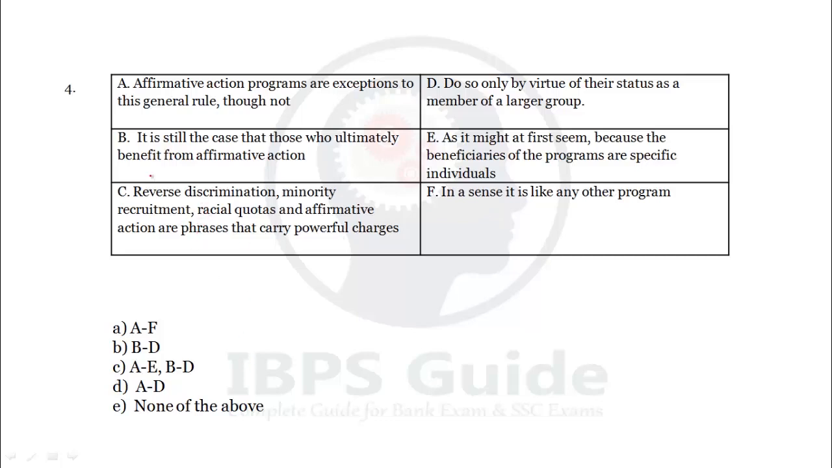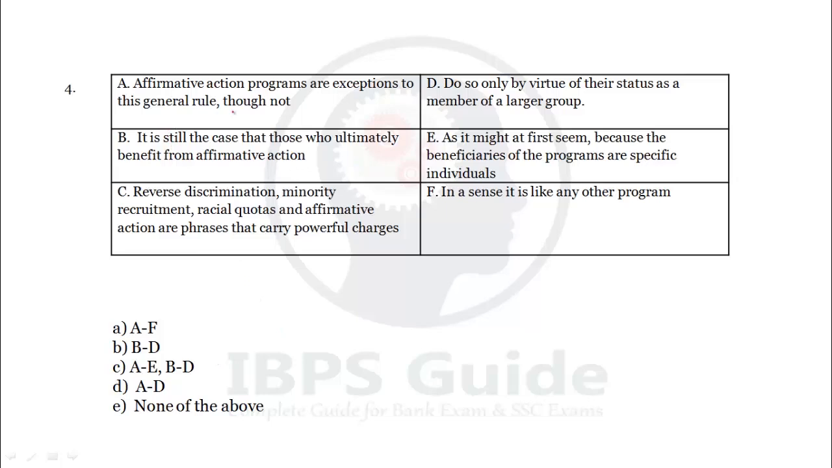B and D means, it is still the case that those who ultimately benefit from affirmative action do so only by virtue of their status as a member of a larger group. Affirmative action means there is a positive action. But AE and BD are both applicable, but we also get the option AE and BD.